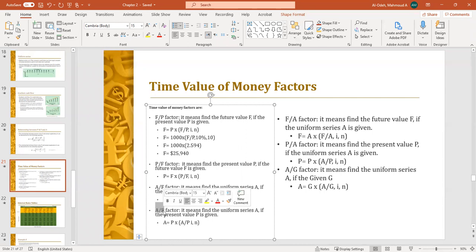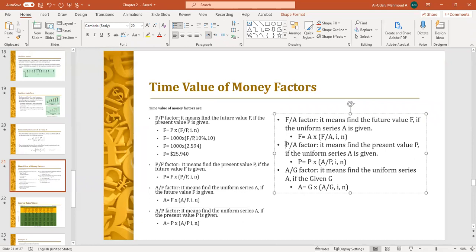There's a common mistake where students come back to me and say, I couldn't find the value of A, how am I going to divide that by P to solve this factor? No, this is a factor, and thus we will go to the interest rate tables that I will share with you in just a second. So we have F over P, P over F, A over F, A over P, F over A, P over A, and A over G factor. The first one finds A, the uniform series, if the arithmetic gradient is given. Another finds the present value if the uniform series is given. Another finds the future value if the uniform series is given, etc.